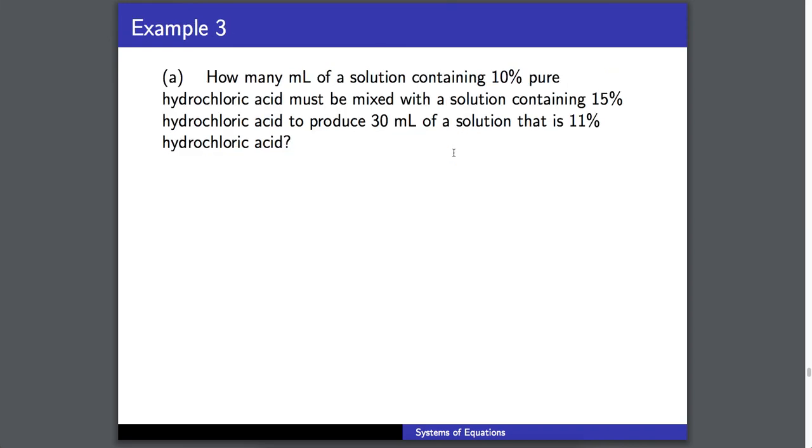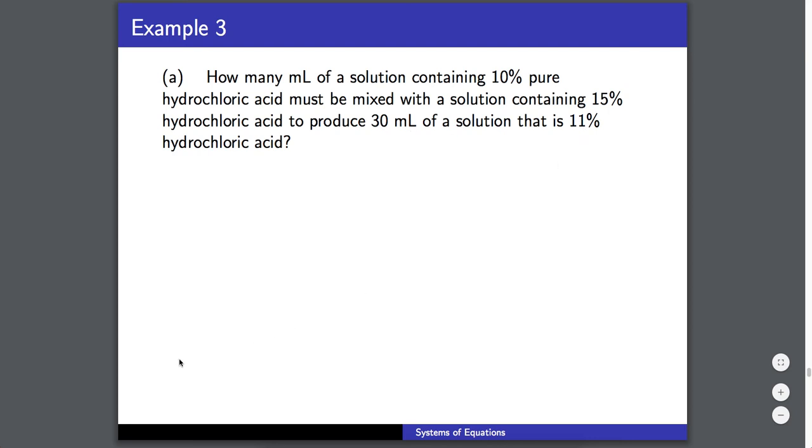So example 3a: how many milliliters of a solution containing 10% pure hydrochloric acid must be mixed with a solution containing 15% hydrochloric acid to produce 30 milliliters of a solution that is 11% hydrochloric acid? It's kind of weird how the hydrochloric acid is just all lined up here. But so we're taking a solution. We don't know how many milliliters we should have of each, but the first solution is 10% hydrochloric acid. The second solution is 15% hydrochloric acid, and we want a total of 30 milliliters that is 11%.